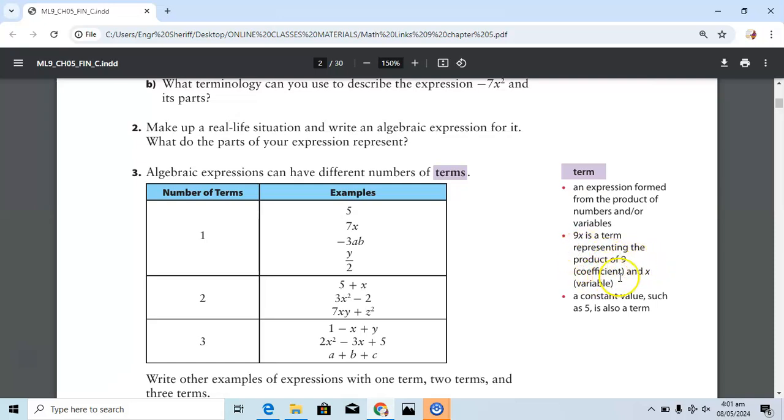Now 9x represents the product of 9 and x, where 9 is the coefficient of x. x is called the variable. As simple as that. An expression formed from the product of numbers and variables is called a term. An expression formed from the product of numbers and variables is called a term. That's just that.